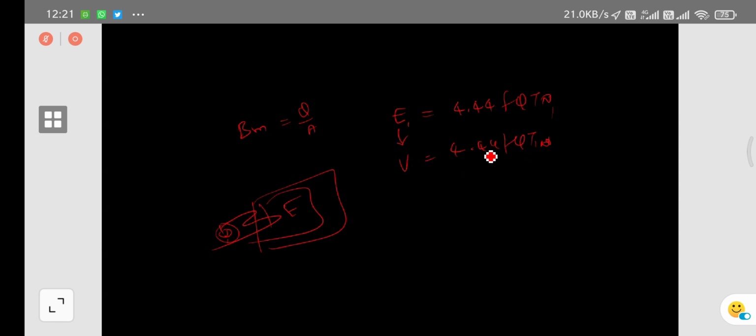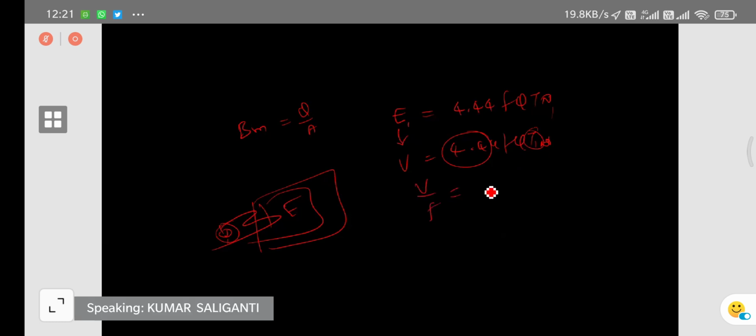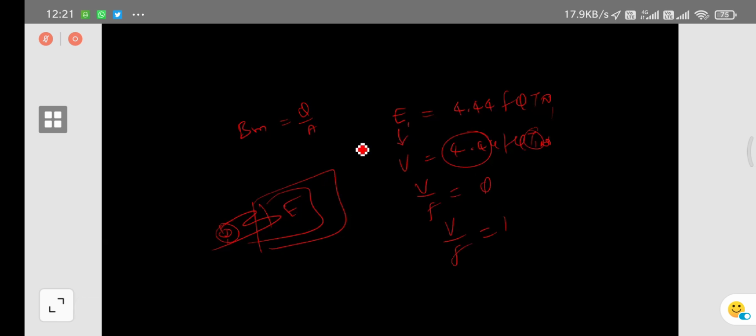This 4.44 is a constant, and the frequency is constant. So that is constant here: V by F, there is V by F. There is flux. So V by F is equal to phi. Phi is nothing but Bm. So this is the variation of frequency.